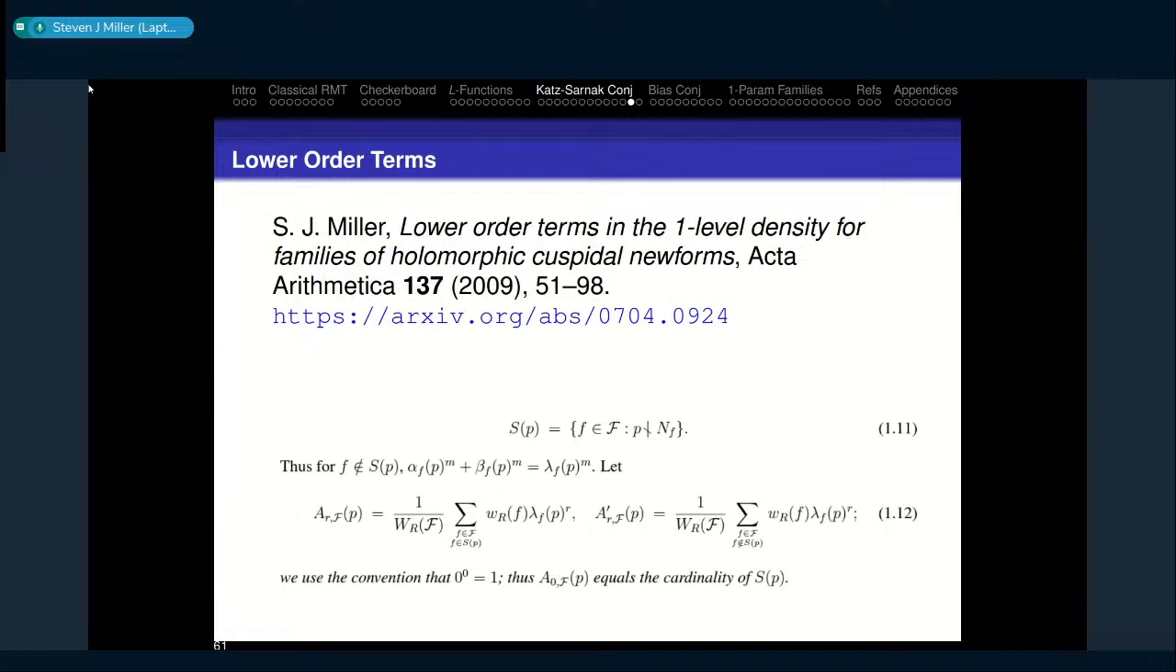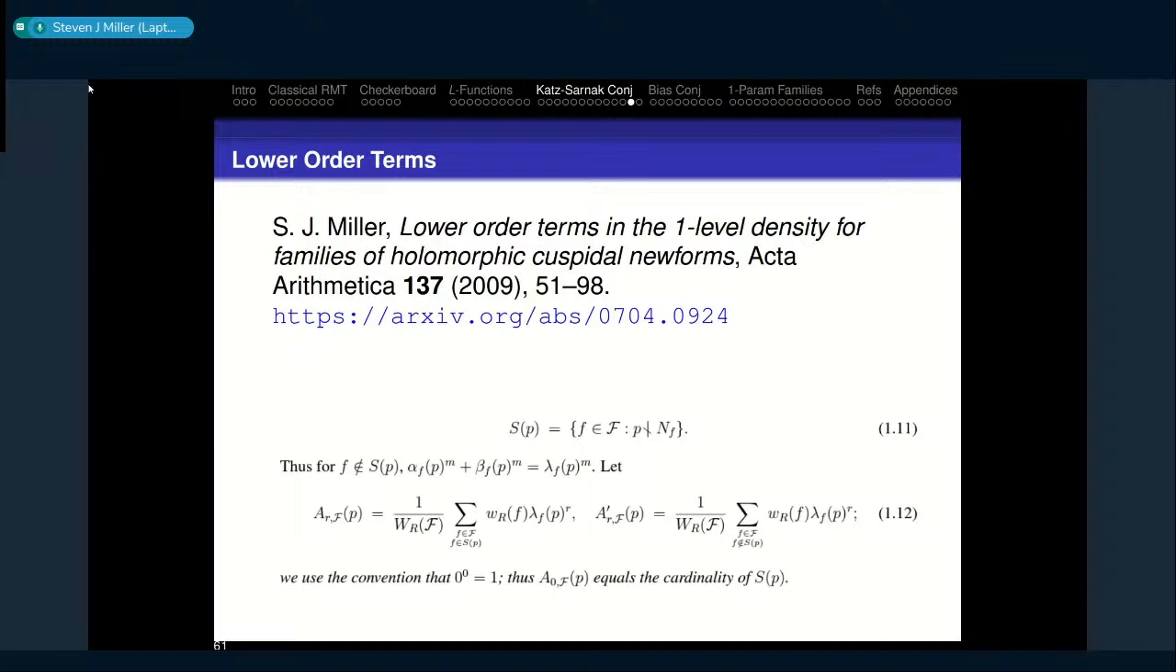I just added these slides after Matilda's talk yesterday, because some of the formulas he was mentioning are actually similar to some of the things I saw a couple of years ago. I was trying to look at lower order terms in some of these families and trying to find what's the best way to average. And so the lambdas are basically my coefficients of my L-functions. I'm allowing myself to put in some weights.